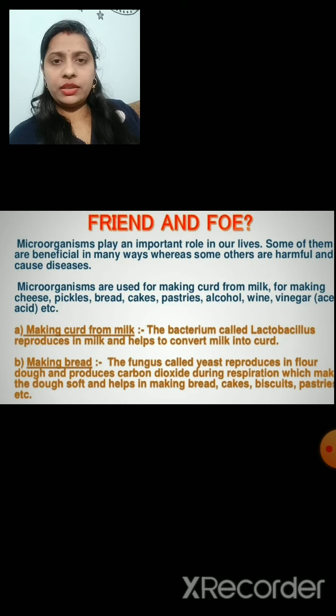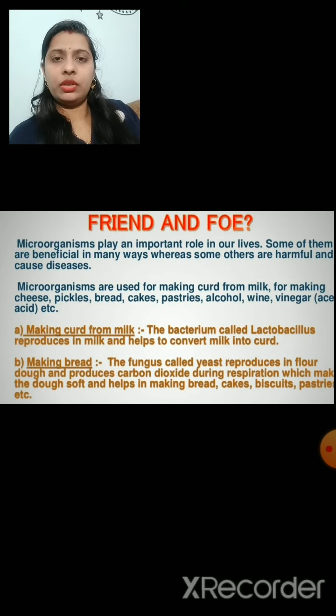All of you have eaten curd at your home. Do you know how milk gets converted into curd? This happens because of the presence of a bacterium called lactobacillus which reproduces in milk and helps to convert milk into curd.